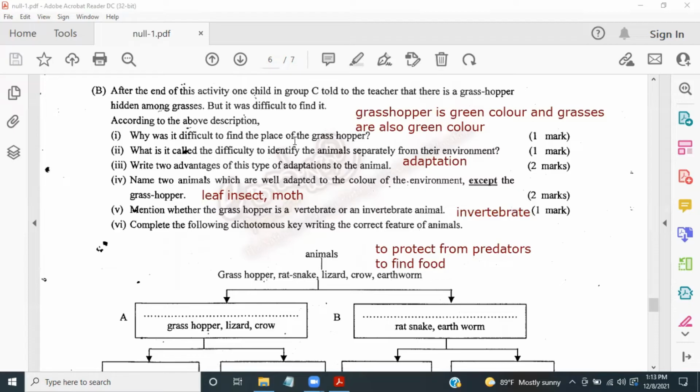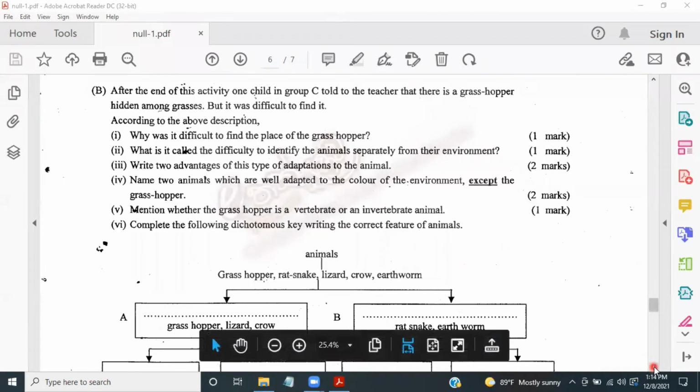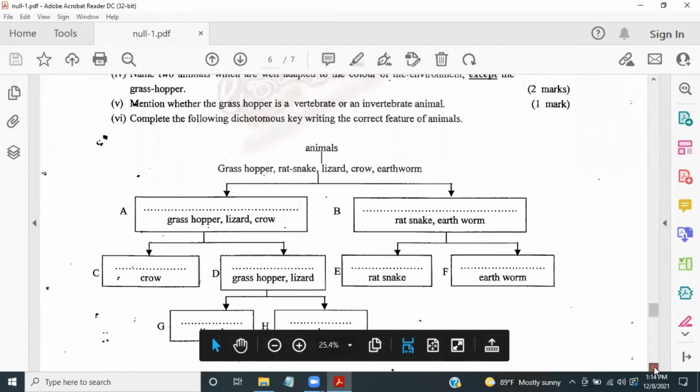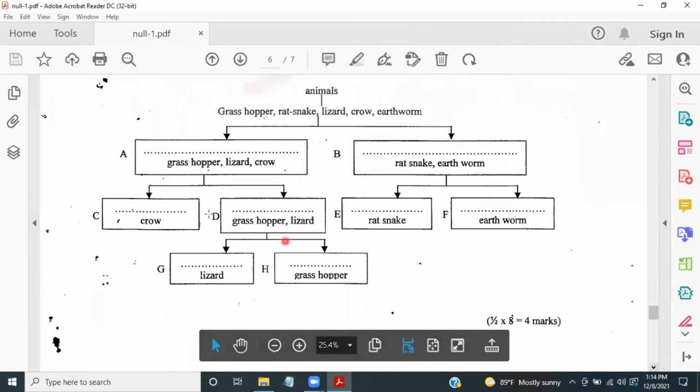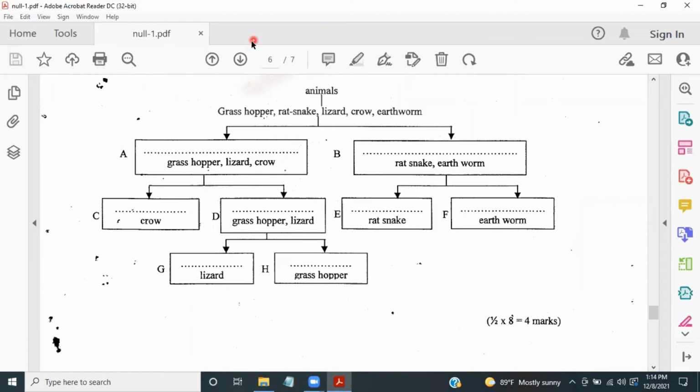Okay, now we have to complete the dichotomous key. These are the animals. They have been divided into 2 categories: grasshopper, lizard, and cow. Those 3 animals have legs. So we will put here as have legs. And those 2 animals have no legs. Have no legs.